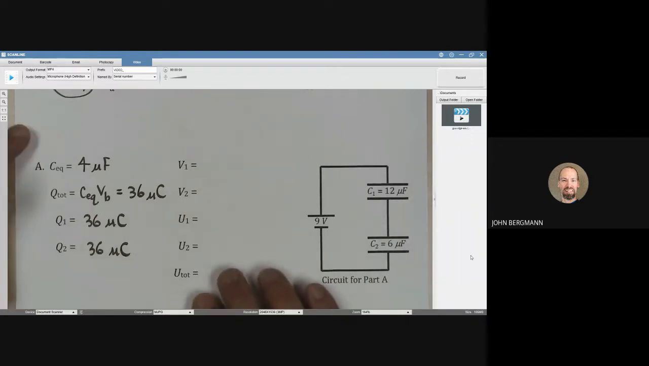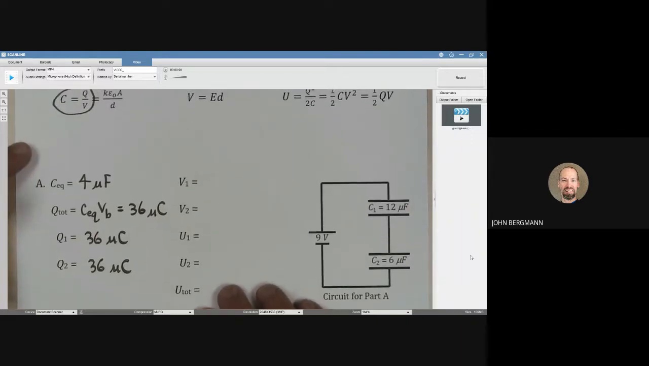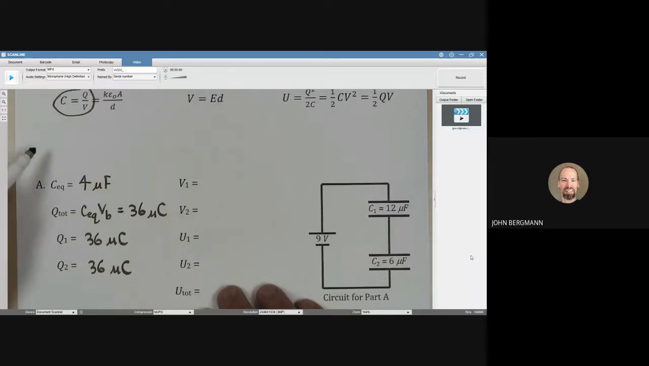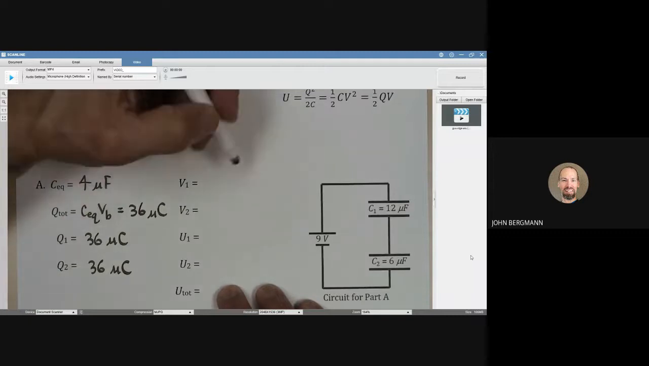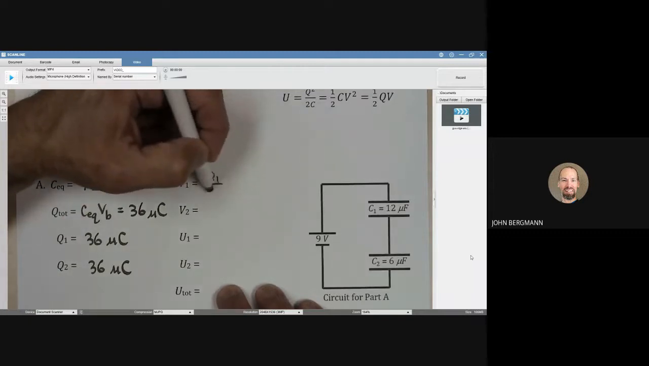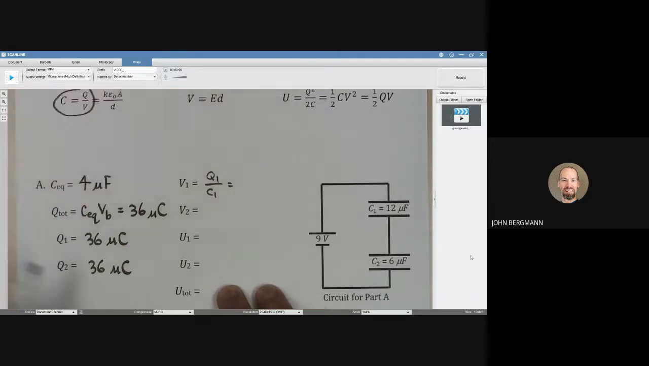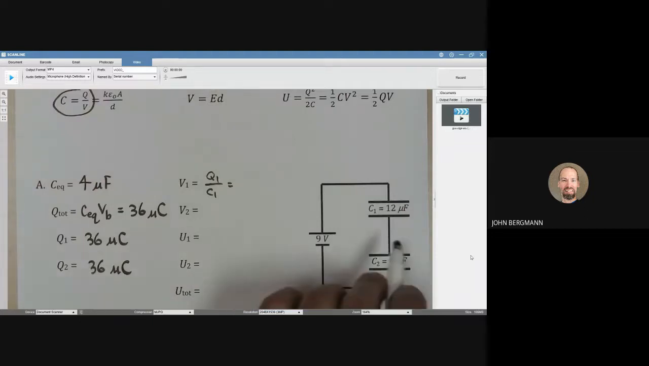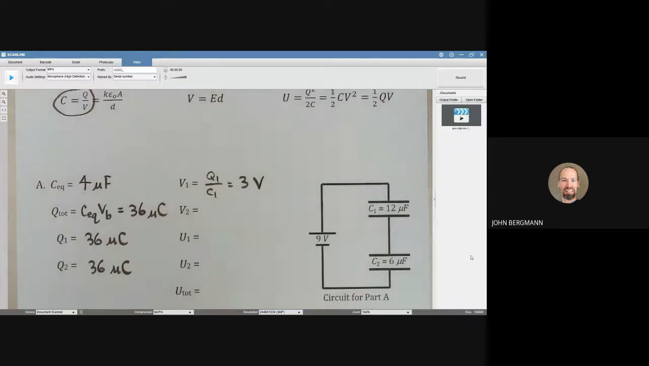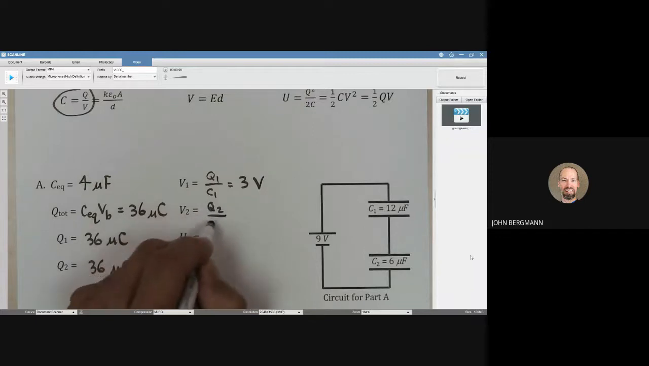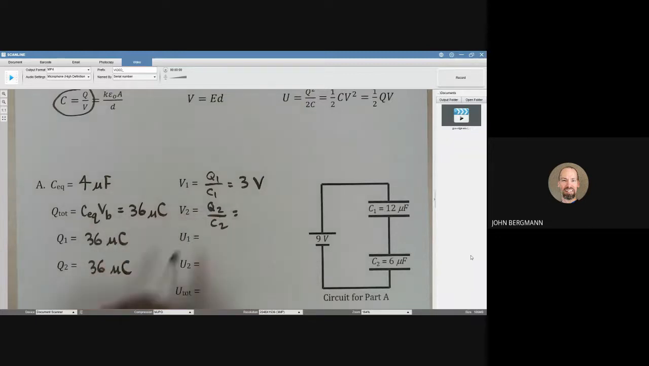So what we'll do is, let me scoot up one more time. There we go, that equation that I circled at the top. You see, if we rearrange that, it's going to be Q over C. So V1 is Q1 over C1. Q1 is 36, C1 is 12, 3 volts. Same idea here. Q2 over C2. Q2 is 36 divided by 6, 6. And you see how nicely that adds up to the 9 volts of our battery.